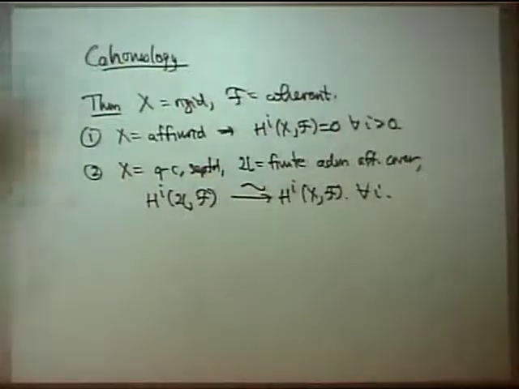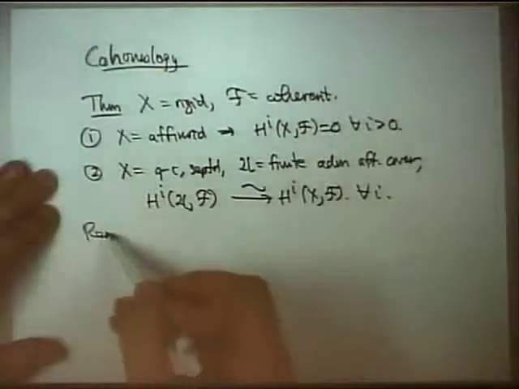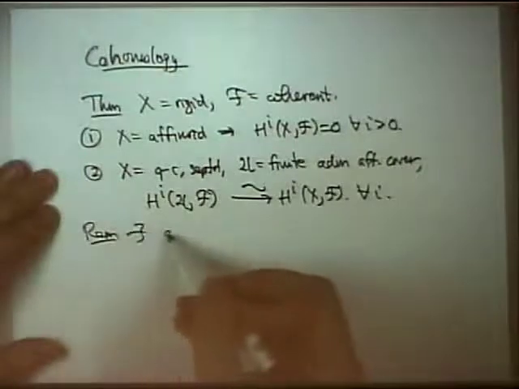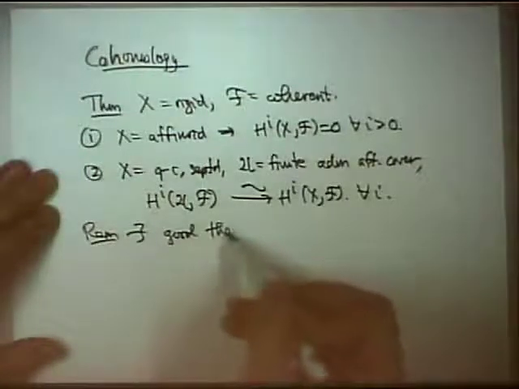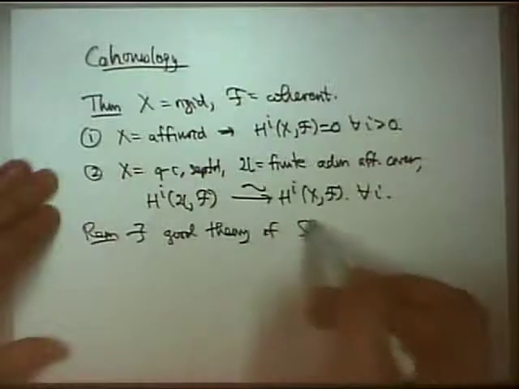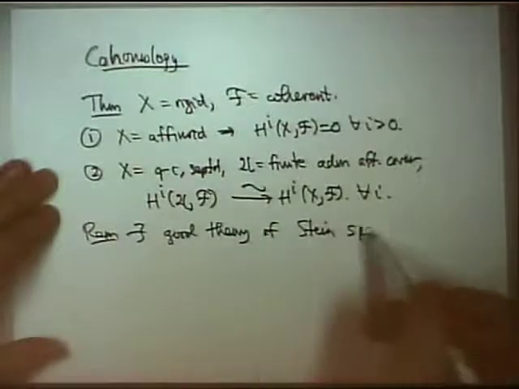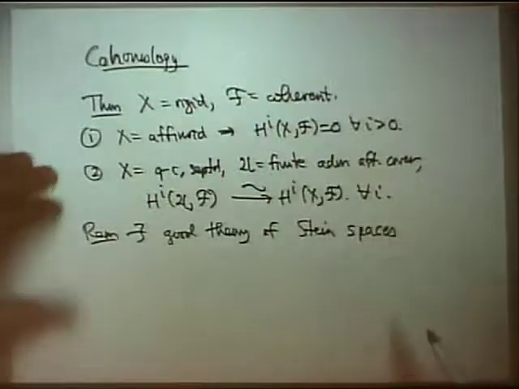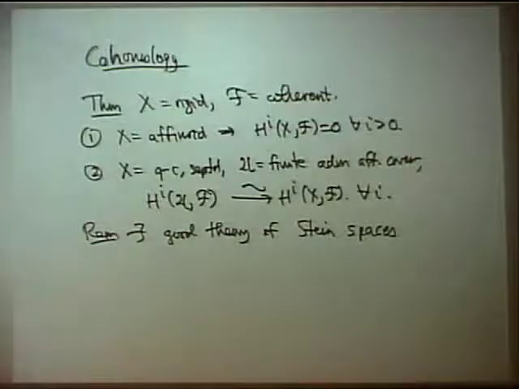Okay? So you can really do calculations using Čech theory, and let me just add as a remark that there is a good theory of what are called Stein spaces. These are spaces which are not, in some sense, too large and are separated and whose higher coherent sheaf cohomology vanishes. The standard non-trivial examples of these are analytifications of affine algebraic schemes.